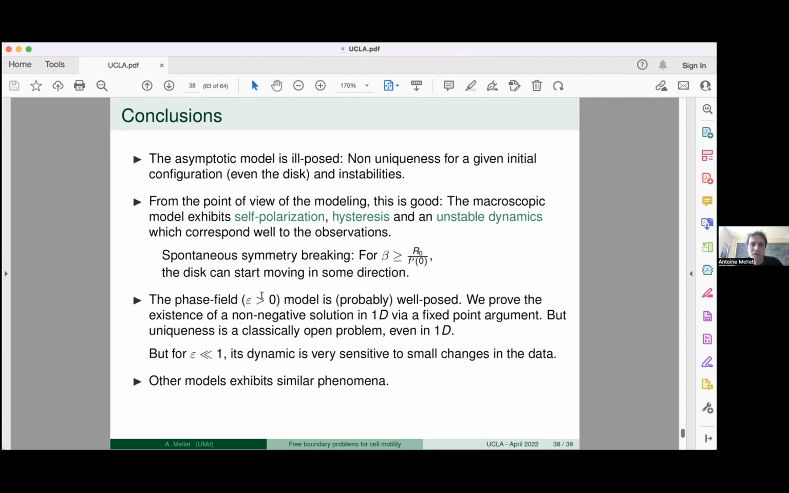But all of this tells you that when epsilon is small, the dynamic of even the epsilon model is extremely sensitive to small changes in the epsilon data. Right? This is by no means the only model that has this type of behavior, but it is a very simple one, right? I mean, the asymptotic model that we write is very simple. Even the original model is quite simple, and so it's a very simple model that gives you, right, those behaviors that we wanted to see for cell motility.